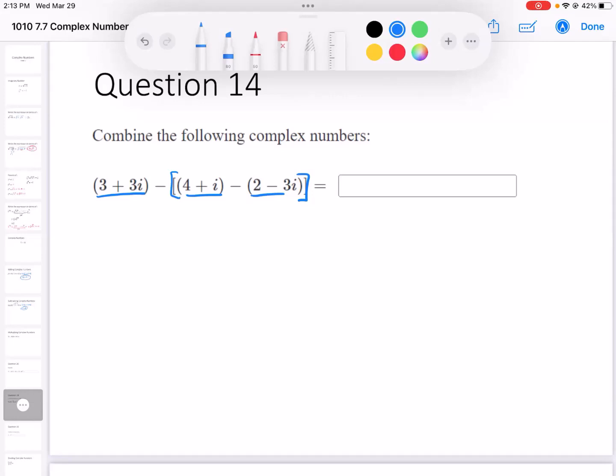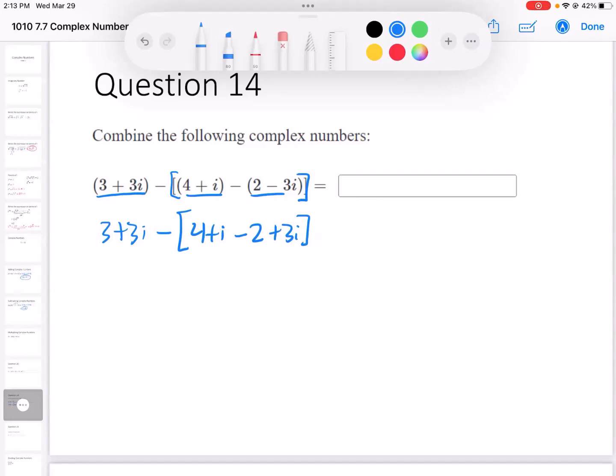Yep, we'd want to simplify inside of these brackets. So I'm going to look at these parentheses and see if any of them need to have anything distributed. This first set of parentheses doesn't have anything, so I would just write that as 4 plus i. This set of parentheses, though, is being subtracted. So I'm going to distribute that negative, and that gives me -2 plus 3i. All of that stuff is in the brackets, and that's being subtracted from 3 plus 3i. And I can get rid of these parentheses as well because there's nothing that needs to be distributed.